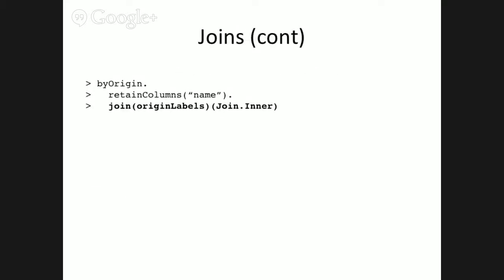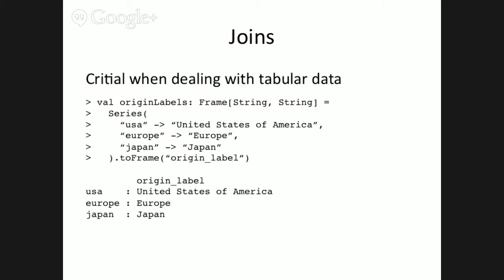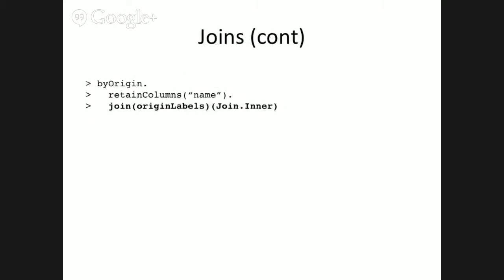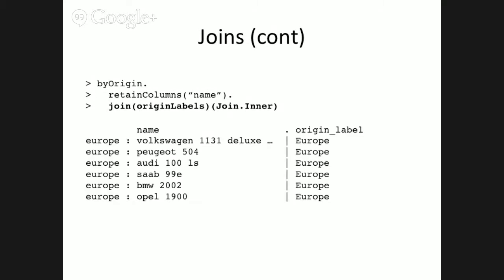So now we're going to take our frame that we had grouped by the origin. So the key is now Europe, right? We're going to drop all the columns but the name of the car because it'll fit on a slide. Then we're going to take that frame and join it with the frame we had defined previously, and do an inner join. There are also outer joins, left outer joins, whatever you want. And then we end up getting a frame with two columns, names and then a human-readable region of origin.